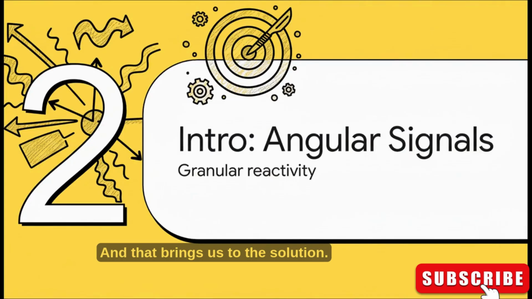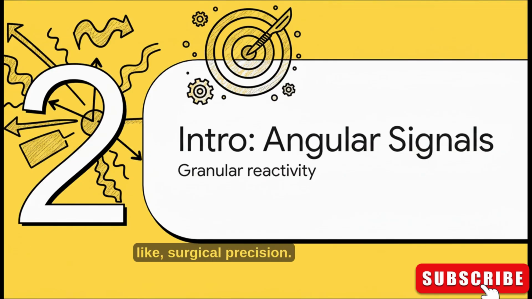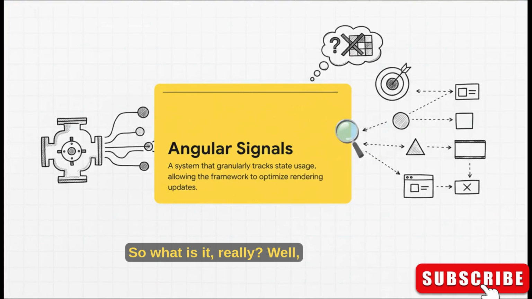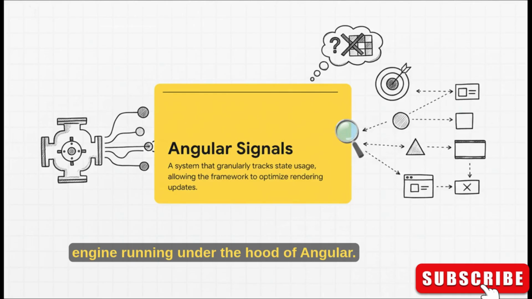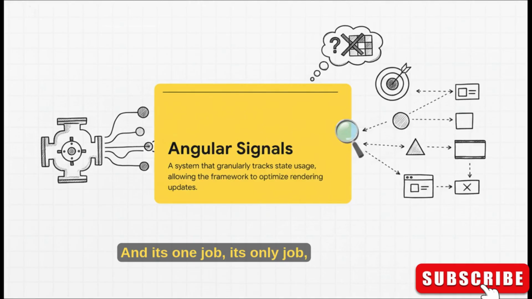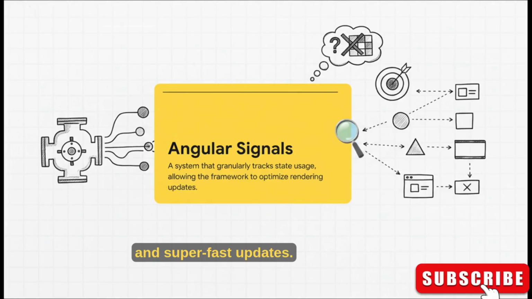And that brings us to the solution, Angular signals. It's a total shift in thinking. Instead of that old check-everything approach, signals give Angular the power to make updates with surgical precision. So what is it really? Well, you can think of the whole signal system as a brand new engine running under the hood of Angular. Its one job, its only job, is to know exactly which part of your UI cares about which piece of data. No more guessing. No more overchecking. Just clean, optimized, and super fast updates.